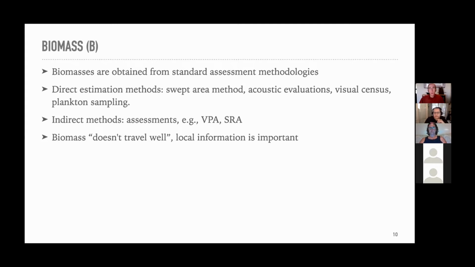So biomasses is first. Getting biomasses is really good, if you can dig for them. Biomasses don't travel well, meaning that if you're working in one bay, you can't necessarily just take the biomass of a fish species from another bay where there might be totally different fishing pressure and feeding conditions and so on. You may be able to do that if it's comparable and if it's unexploited groups, but generally you can't do it. You have to be really careful about it when it doesn't travel well.